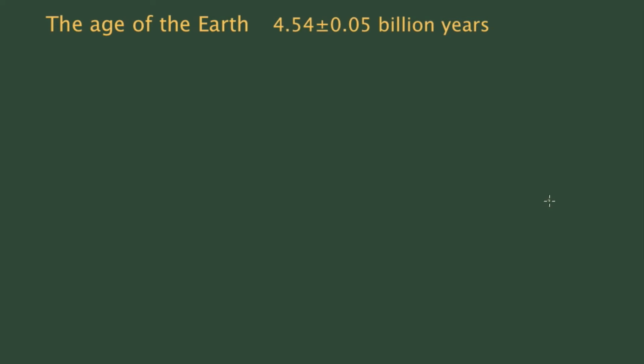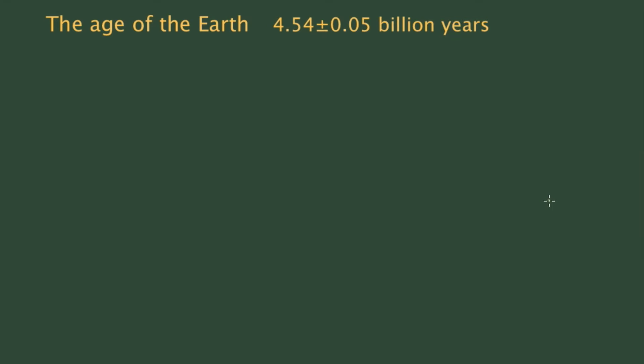Alright, now you have all the ingredients needed plus the physics that you need to determine the age of the Earth. So how do you do that? Well, you grab either a moon rock or a primordial meteorite and you measure the isotopic ratio of the isotopes of lead. Now, why lead?